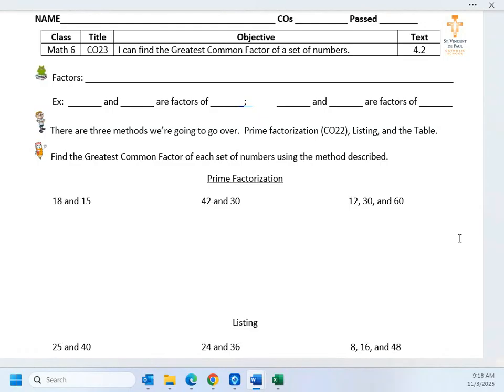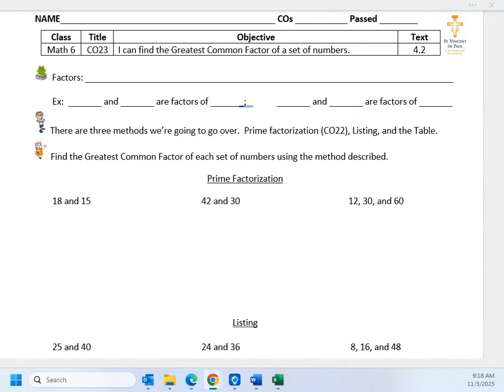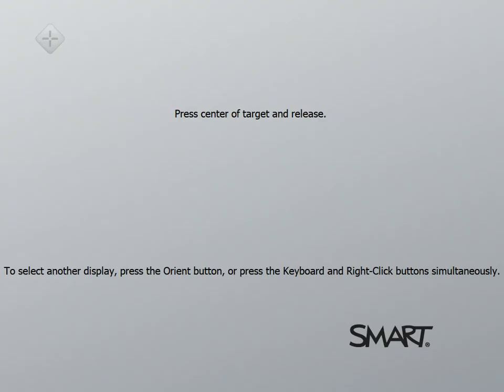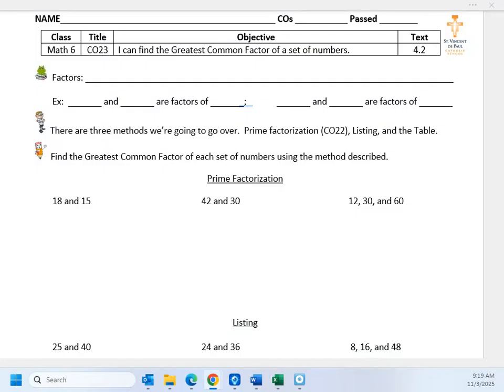So we need to remember, what is a factor? Factors are numbers. Oh, it doesn't want to work for me. So let me switch this over real quick. All right, so those factors are numbers that go evenly into a given value.